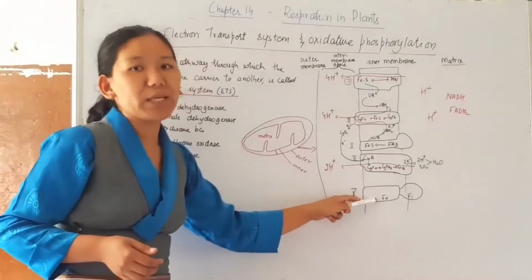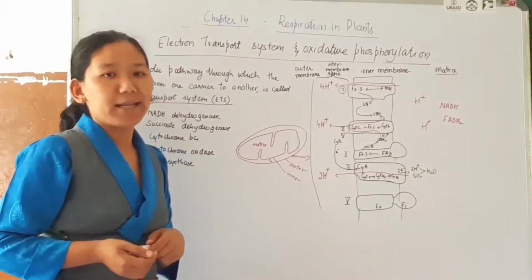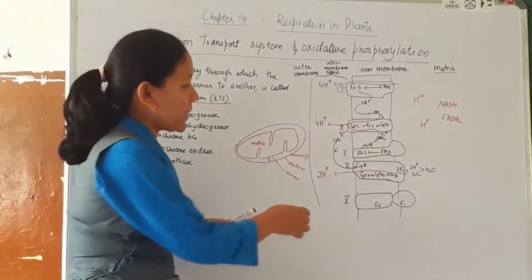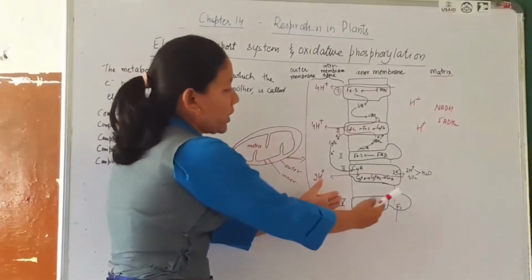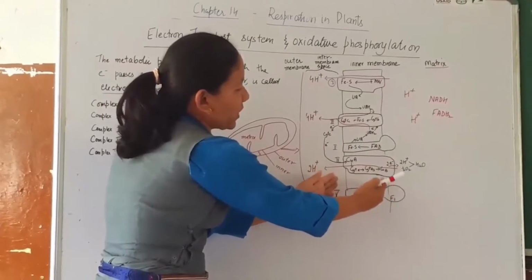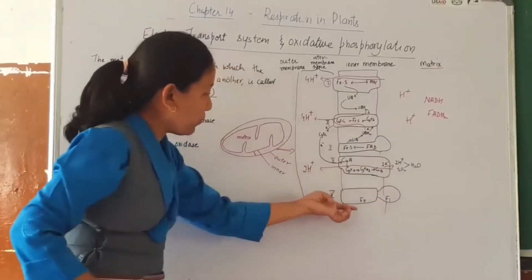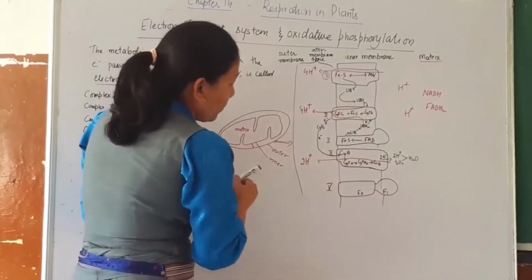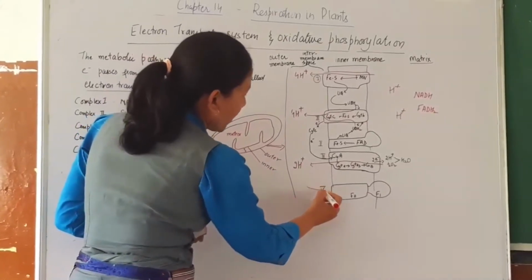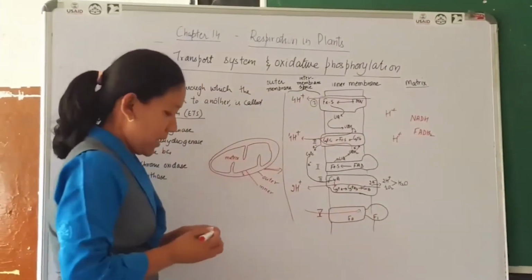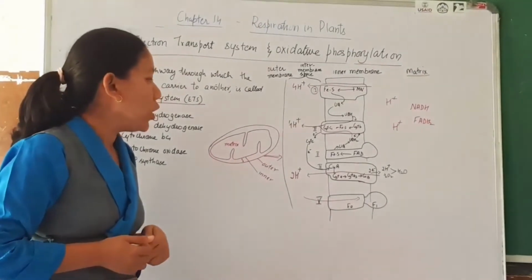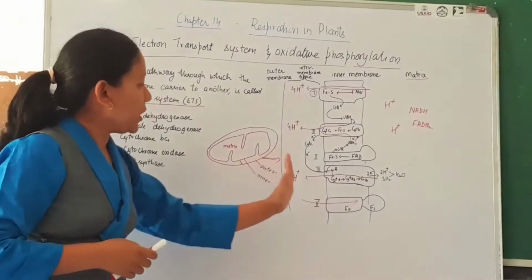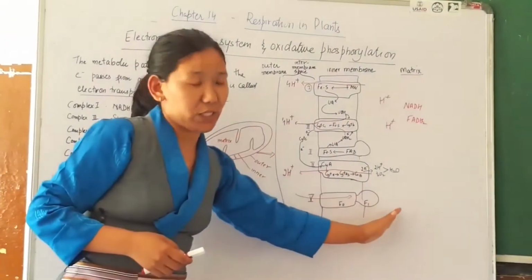This is the ATP synthase complex, and it has an F0 particle and an F1 particle. F0 is the integral part of the membrane. The proton must move across, and F0 acts as a channel for the movement of protons from the intermembrane space to the matrix.